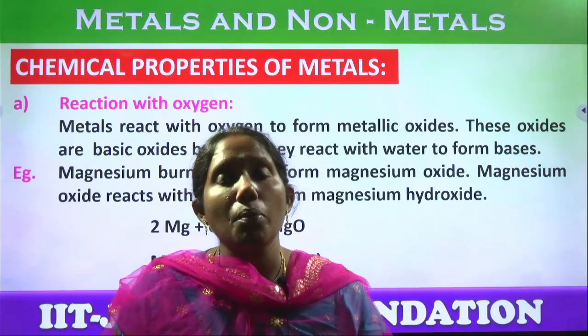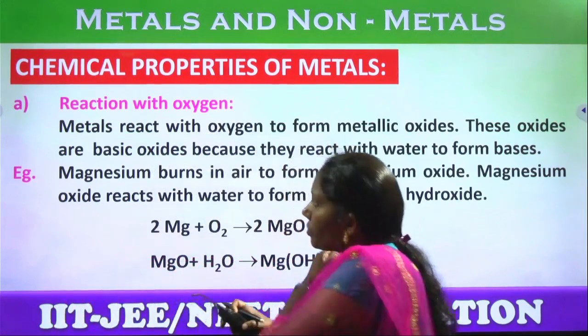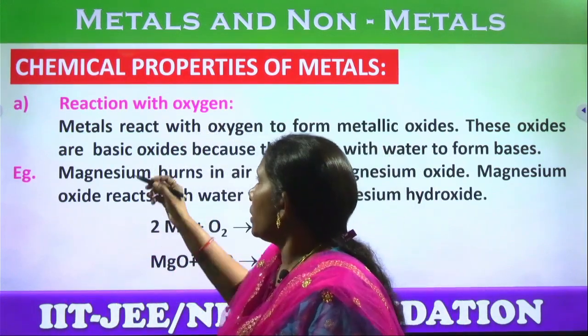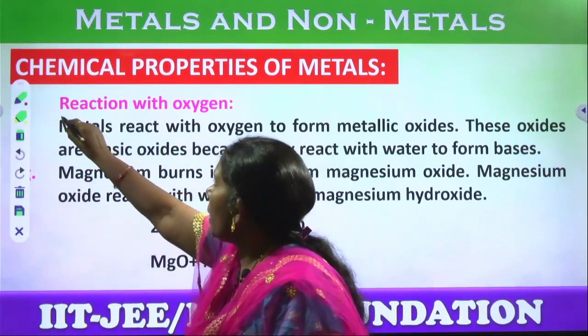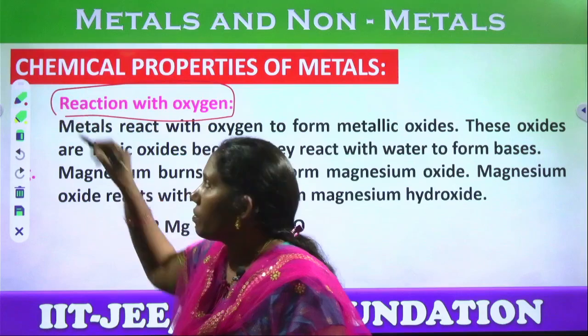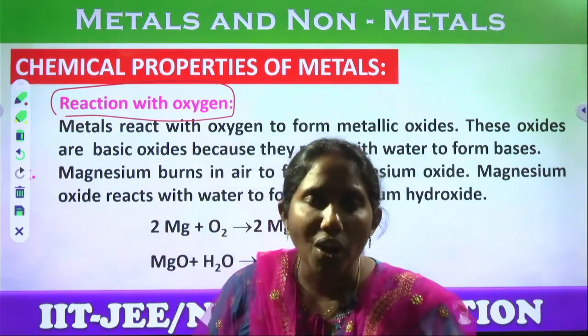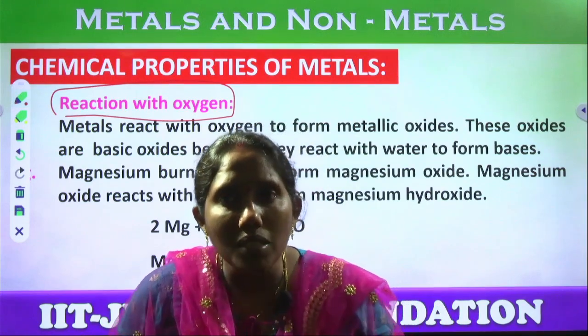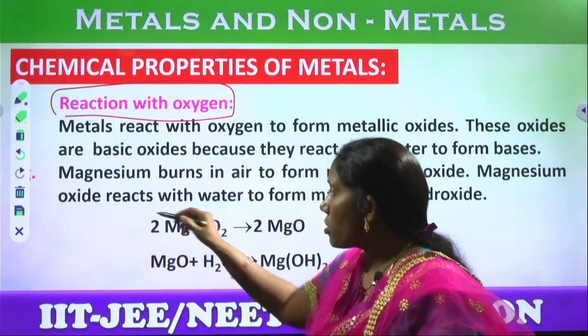Those are called chemical properties of those metals. Okay, let us see. What is the first one? Reaction with oxygen. What happens when metals react with oxygen? They form oxides. They form metallic oxides. Metals react with oxygen and form metallic oxides.